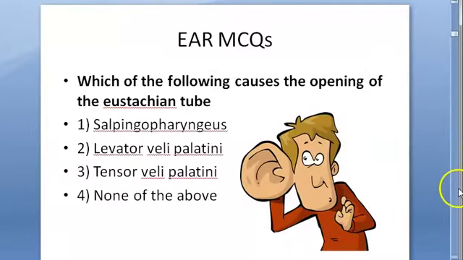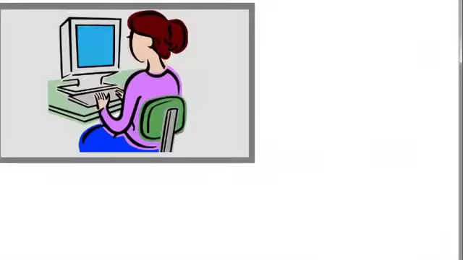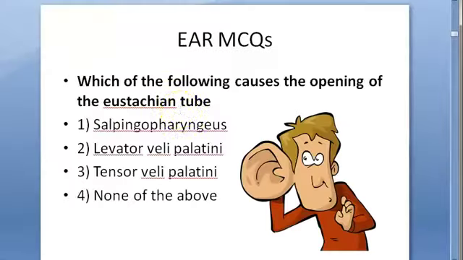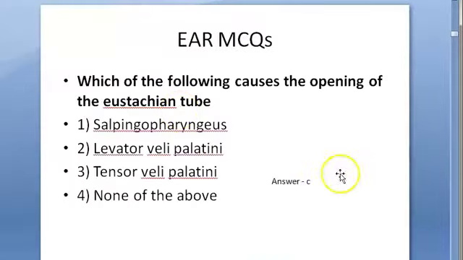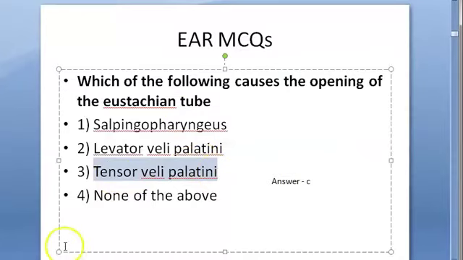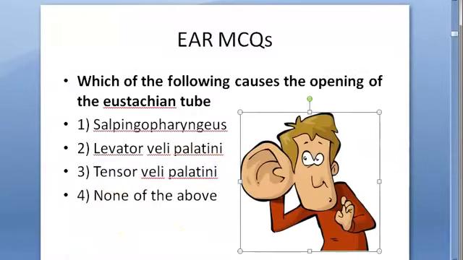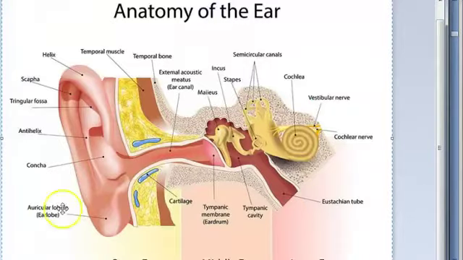Next question. Which of the following causes the opening of the eustachian tube? So which muscle, or they are asking what causes the opening of the eustachian tube? The answer is C, tensor veli palatini. That is the muscle. Where is this tensor veli palatini? Let us look at that. Have they shown the muscles here? Yeah. This is the eustachian tube. So the muscle that makes it open is tensor veli palatini.